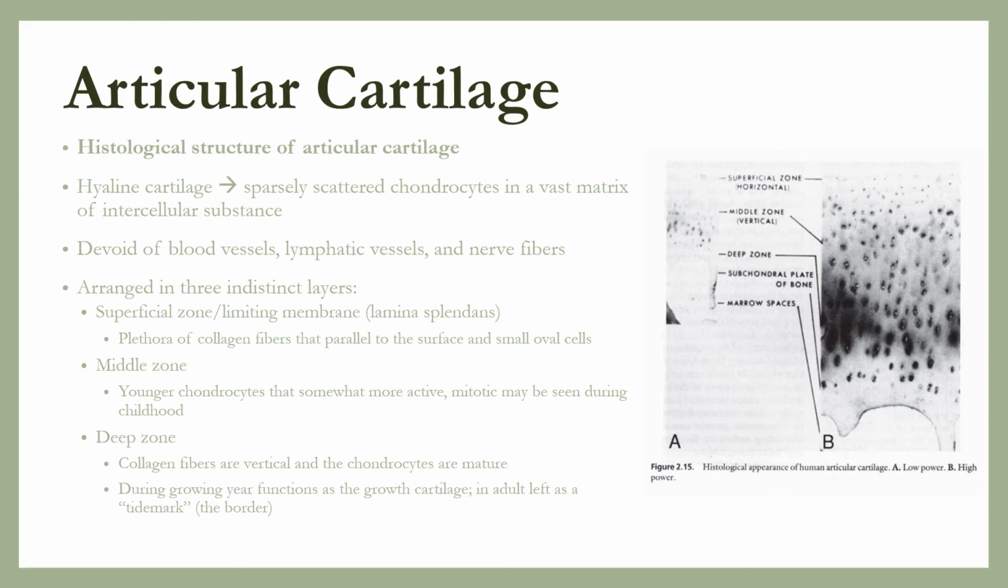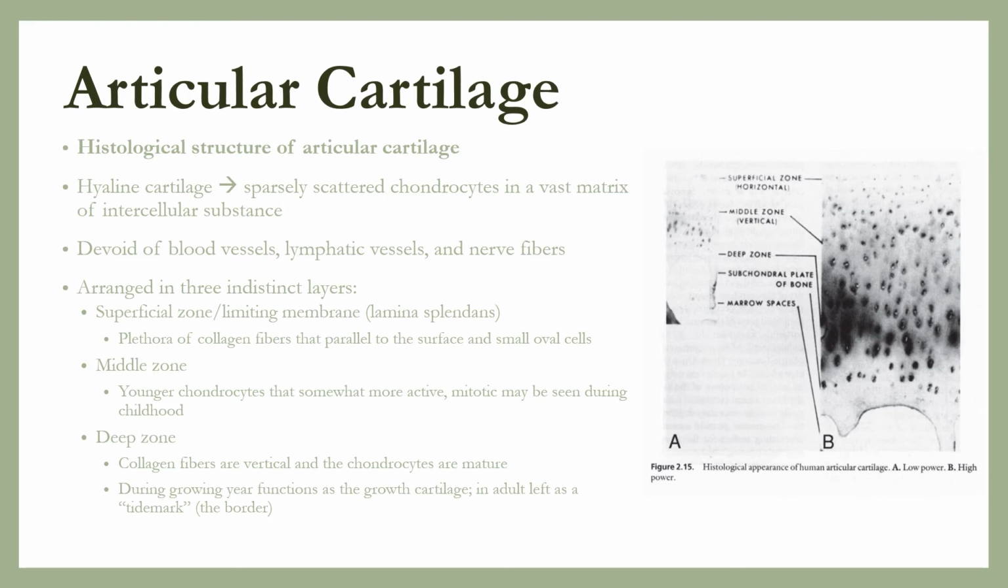It consists of a plethora of collagen fibers that are parallel to the surface and small oval cells. The second one is the middle zone. This consists of younger chondrocytes that are somewhat more active. Mitotic figures may be seen during childhood. The third one is the deep zone. This consists of collagen fibers that are vertical, and the chondrocytes are mature.